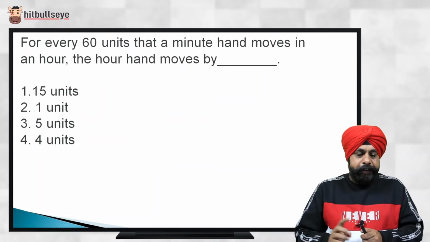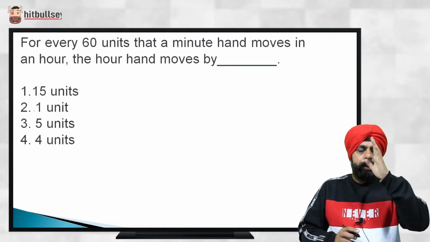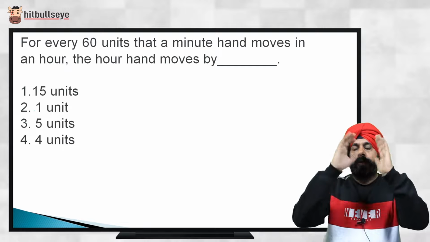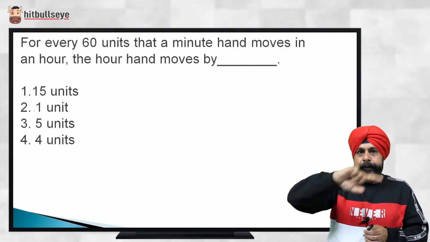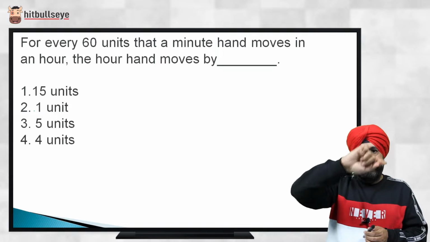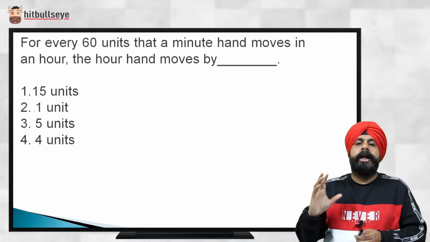Moving on, for every 60 units that a minute hand moves in an hour, the hour hand moves. Now people, just logical question this is, if you have watched or seen a clock carefully, when the minute hand rotates, it rotates by 60 minute spaces. From 12 it reaches back to 12. What about the hour hand?